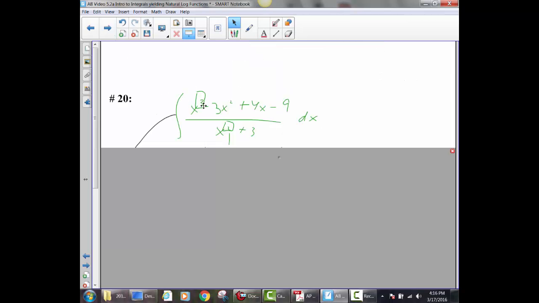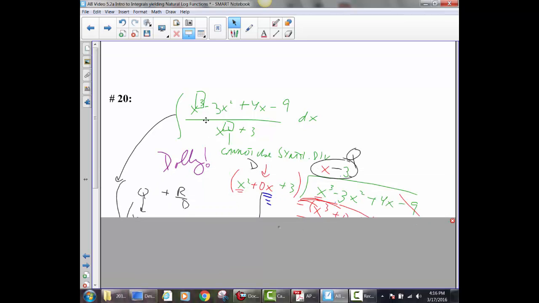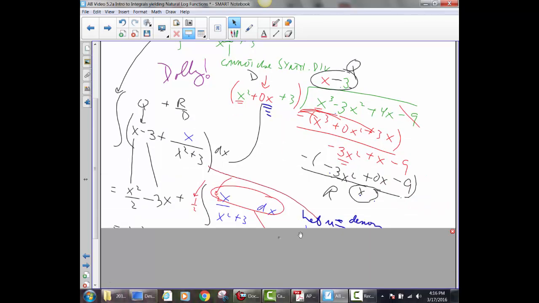Okay, here's another dolly. Degree of the top is greater than the degree of the bottom, but we can't use synthetic division here because it's a quadratic. So we have to fill in the missing terms. You have x cubes, x squares, x, and no x's, so we're fine here. But on the bottom, I have x squares and then no x's, so I have to replace that middle term by 0x. You do your long division. I'm not going to sit here and go through that process. And what happens is, after all is said and done, your quotient is x minus 3, your remainder is x.